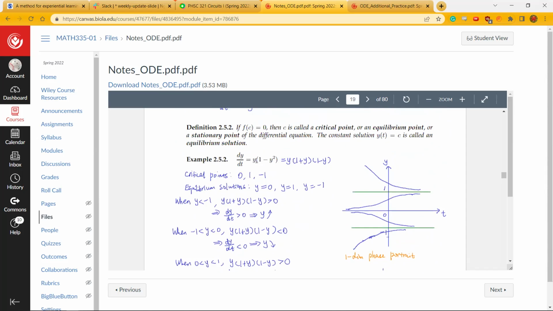The first thing we need to do is find critical points. I remind you that if you plug in a certain y, such as 0, and it turns this whole thing into 0, then the slope dy/dt is 0. That means if the initial point of your differential equation is y equals 0, then your solution will never change as time passes. As t increases, dy/dt is 0, so the change in y is 0. So you just stay at 0 forever.